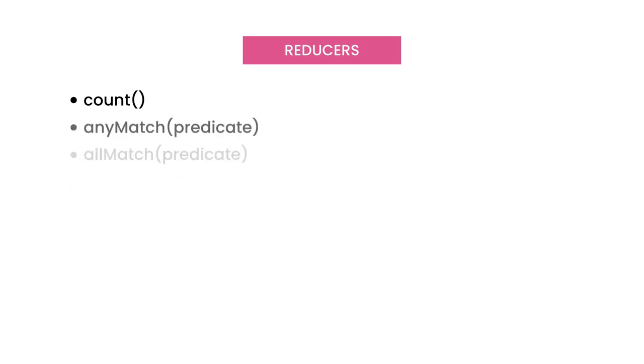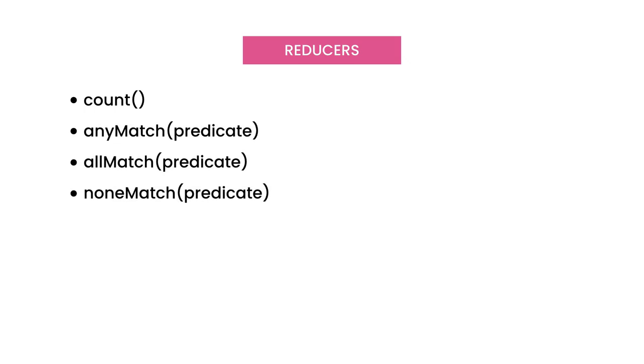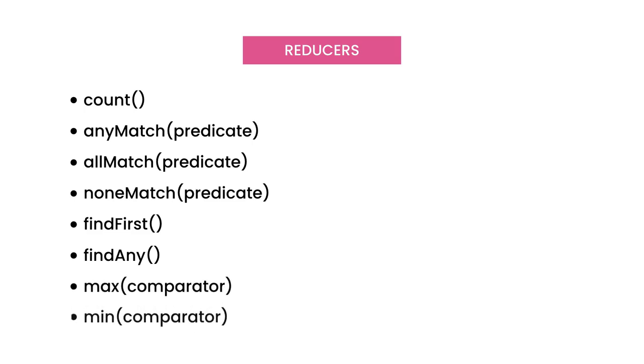For example, you can use the count method to count the number of elements in a stream. So the count method reduces a stream to the number of elements in that stream. We also have a group of matchers. With these methods, we can see if any or all elements in a stream satisfy a condition. We also have findFirst and findAny for getting an element from a stream. And finally, we have max and min for selecting the maximum or minimum element based on a comparator.